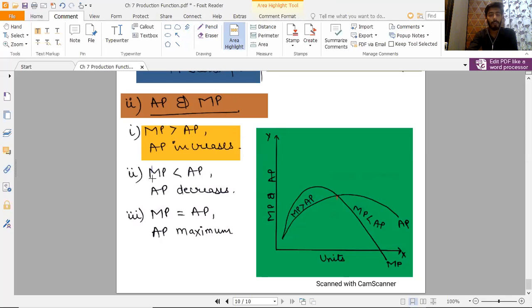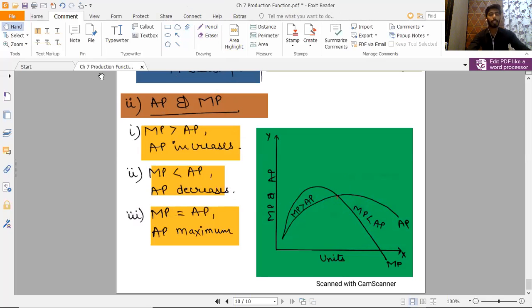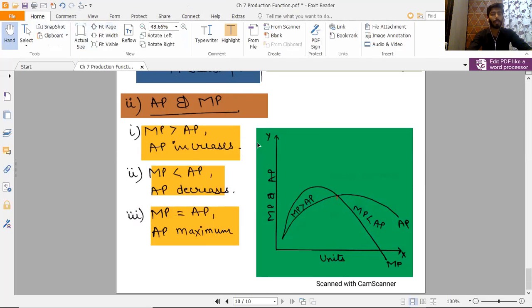Then what happens when MP is lesser than AP? अब इस जगह पे, from this point till this point, MP अब यहाँ पे नीचे आ गया और AP ऊपर है, when MP is lesser than AP, तो AP falls. When MP is equal to AP, at this point of time, AP is maximum.